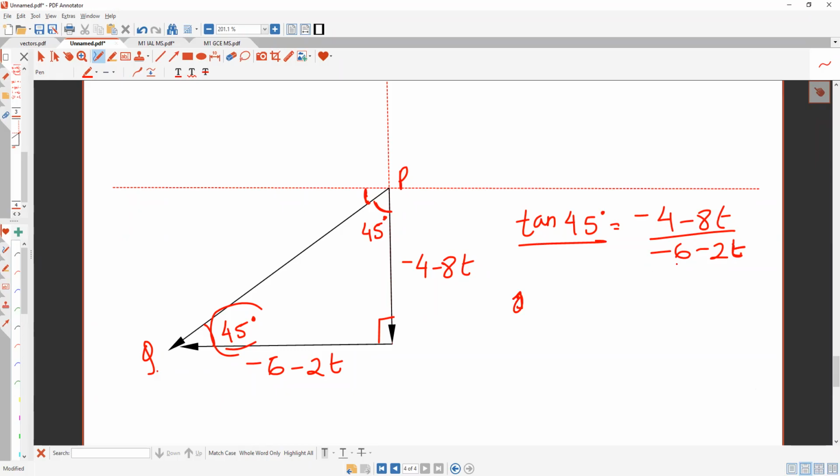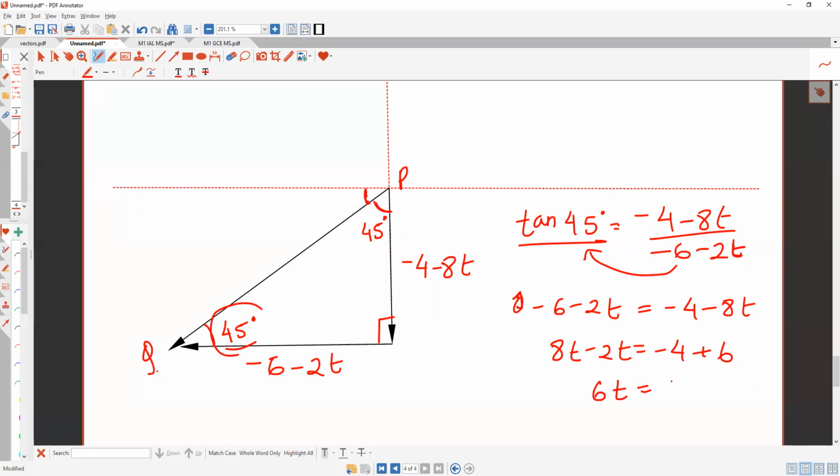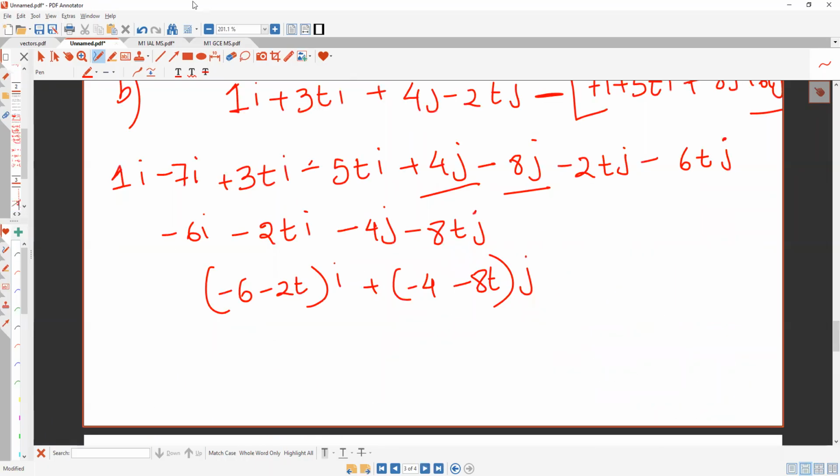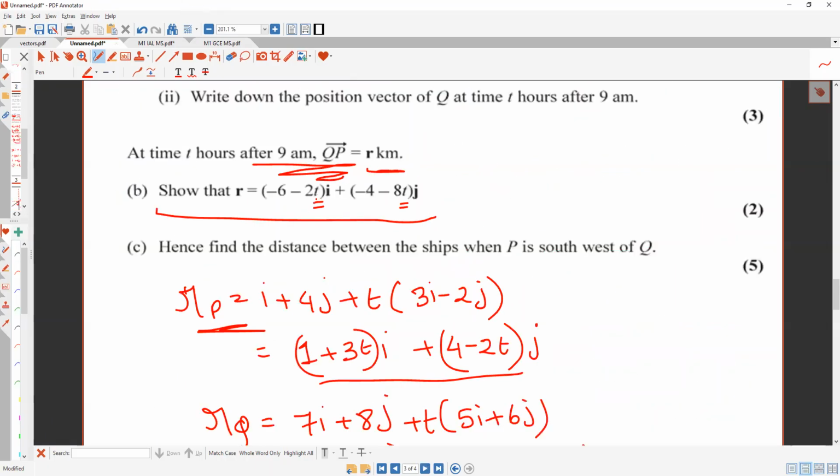Now tan 45 is 1. So if you cross multiply, it will be minus 6 minus 2T, since tan 45 is 1, equal to minus 4 minus 8T. Bring the 8T over here: 8T minus 2T equals minus 4 plus 6. So 6T is 2 and T is equal to 1 by 3. Since we got T is equal to 1 by 3, all we are supposed to do is substitute 1 by 3 in place of T, and I will get the distance between them.